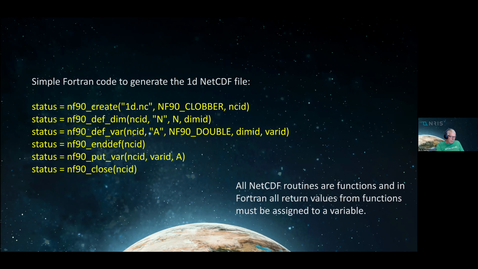Next one, declare the variable. It's called A. It's of double precision. It's using the dimID from the line before, and the variable ID will be returned to us. Then we put in an end to the define. That's something that we have to do to declare that we now stop defining. Then we put the data in the variable A, out on the file, and we close the file. And you see that they all need some assignment to the status. If you omit the status and the equal sign, you will get an error message. So the C functions always return something, and since Fortran sees such a function, it assumes that you will need the output of the function and enforces you to deal with it. And status equals is one way of doing it.